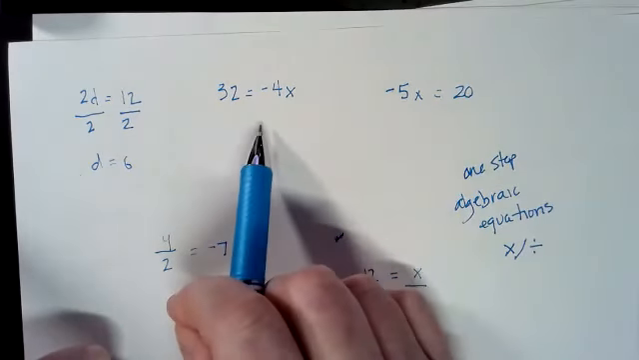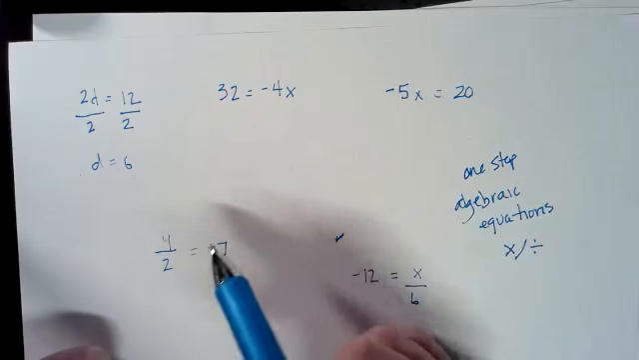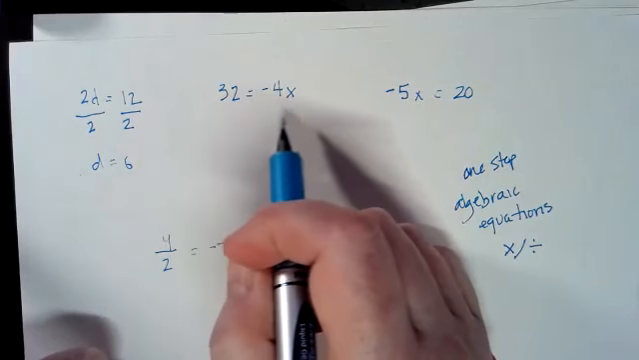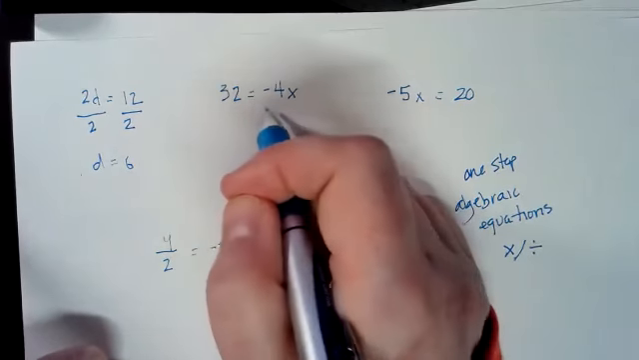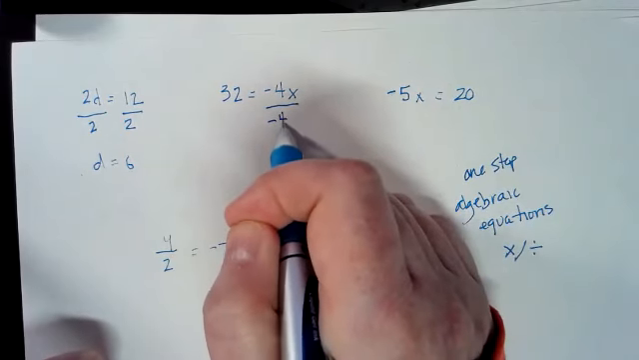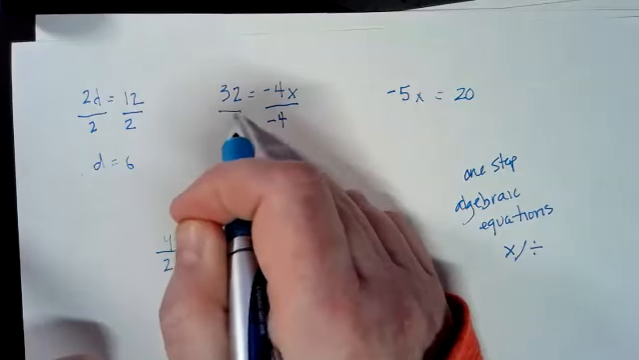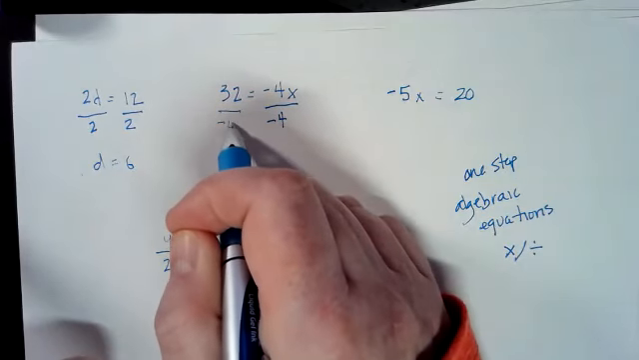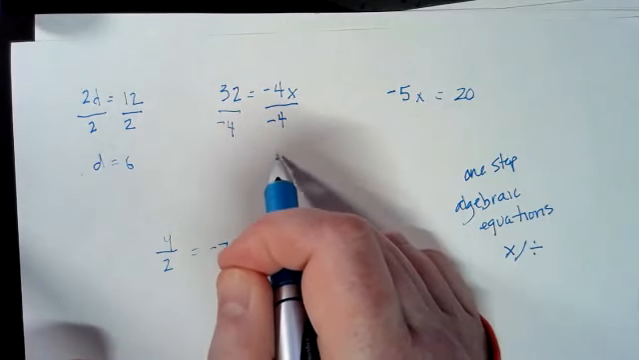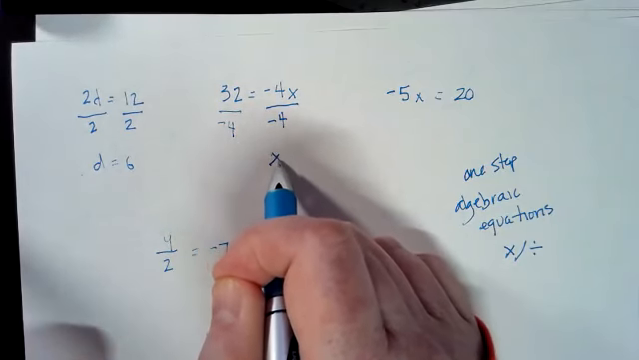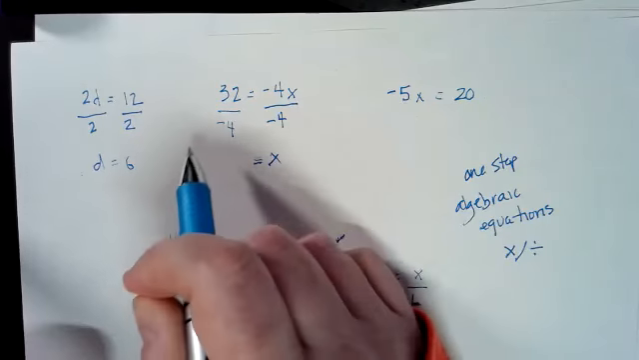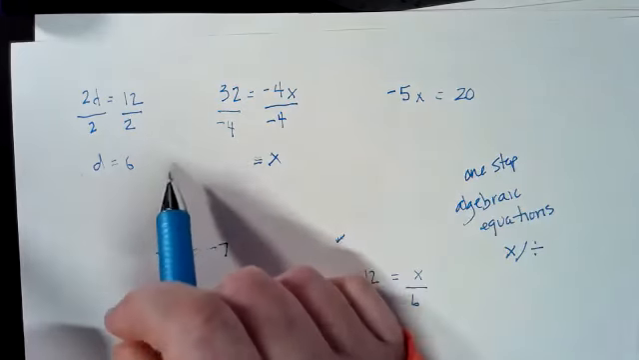Here it's reversed. You do not care what order they come in. You're just going to do the same thing. We need to separate the -4 from the x. So -4, divide that out. Do the same thing on the other side. We've got -4x divided by -4 is plain old x. And equal sign. 32 divided by -4.